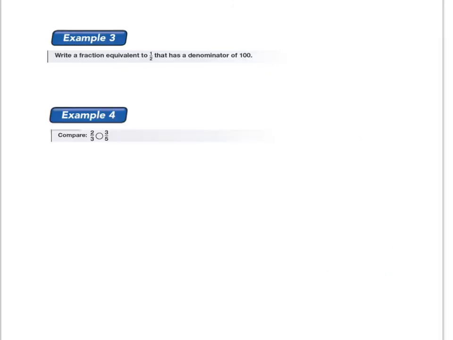And here we are in example 3 and example 4. Example 3 says write a fraction equivalent to 1/2 that has a denominator of 100. So again, equivalent means equal to. So we want a fraction that's equal to 1/2 that has a denominator of 100. Well, denominator of 100 means a bottom number. So all we're doing is trying to fill in the missing numerator here. Since this is a numerator, I'm going to put n.